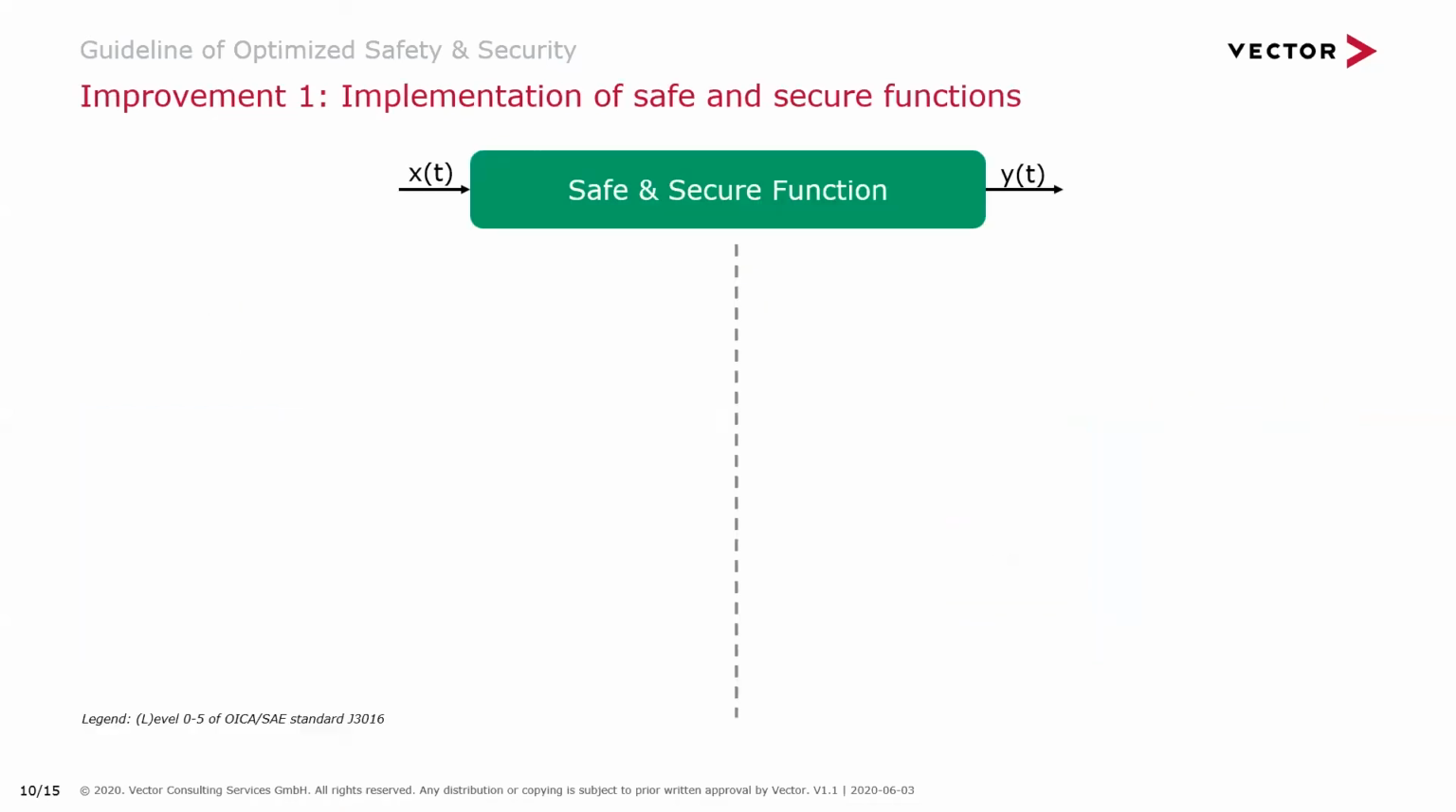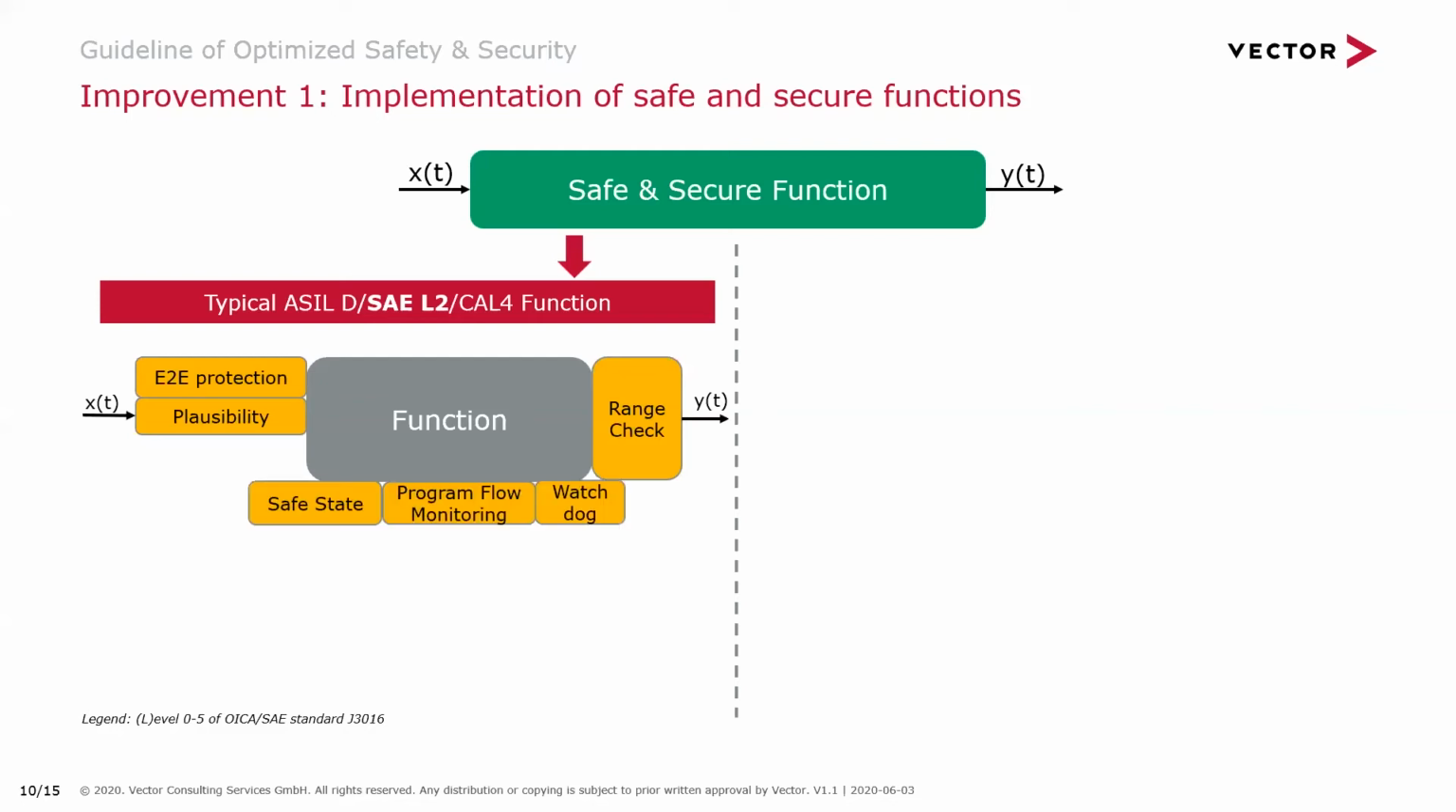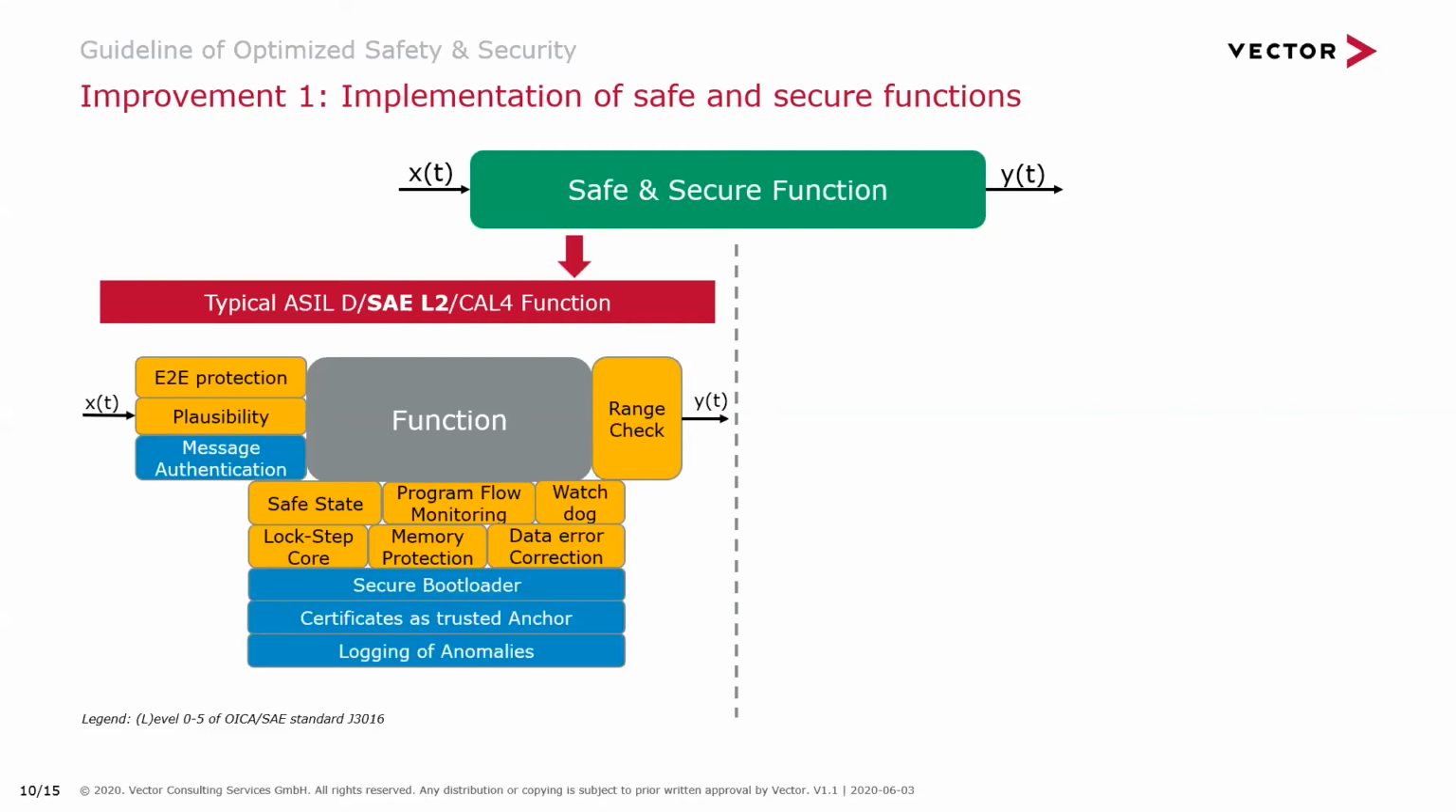So starting with the first improvement means making a function technically safe and secure. One example is a typical ASIL-D level 2 KL4 function. So all 3 standards are covered. So we add to this function well-known safety mechanisms like a range check, like a plausibility check. We put in program flow monitoring, we put in memory protection and other safety mechanisms that are covering functional safety and SOTIF. And then we put in some security controls to make the whole function safe and secure.